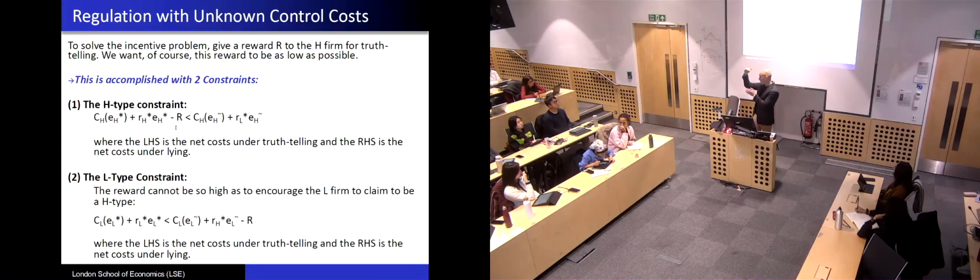So the tax rate is lower because they lied to us. The reward essentially gives them incentive to tell us the truth. Even though the tax rate is going to be higher for them, the reward compensates them sufficiently such that it's still worth it for them to tell us the truth. But what we don't want is for the reward to be high enough that the low-cost firm wants to tell us, actually, we are a high-cost firm, because they want to get the reward. Yes?